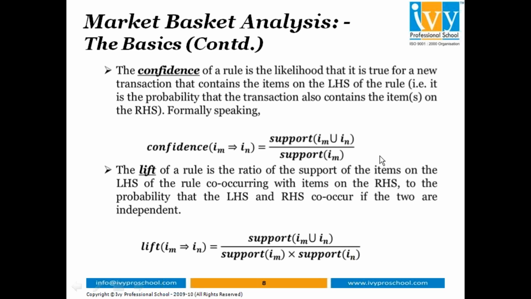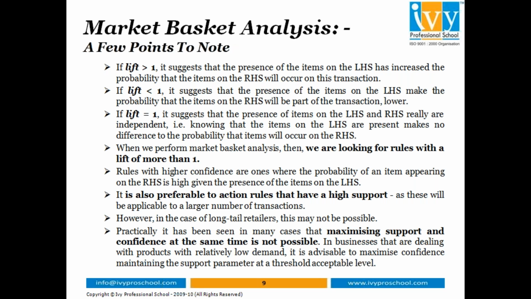So moving on to the next slide. Three points to be noted. Don't look into all these details. Three points: if lift is greater than 1, lift is less than 1, and lift equals 1. So lift greater than 1, what does it imply? The presence of the LHS implies that the probability of the presence of the RHS will increase. Lift greater than 1, definitely.